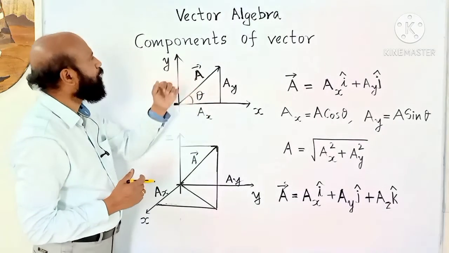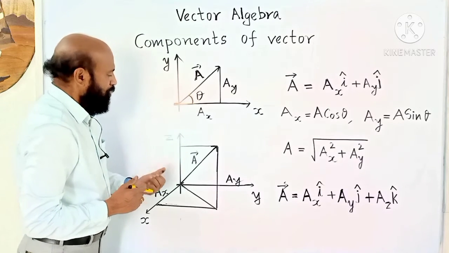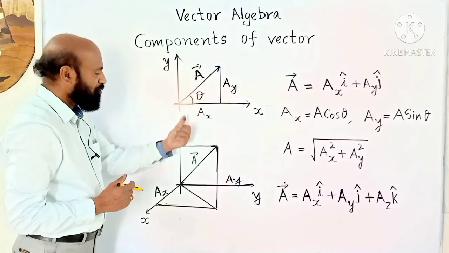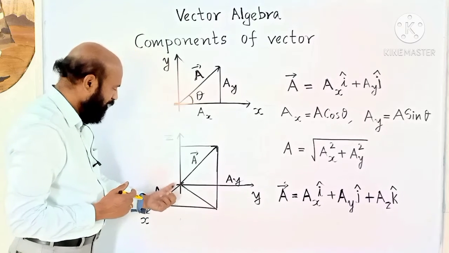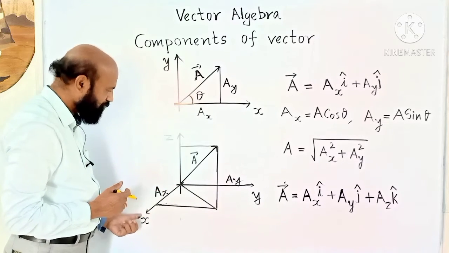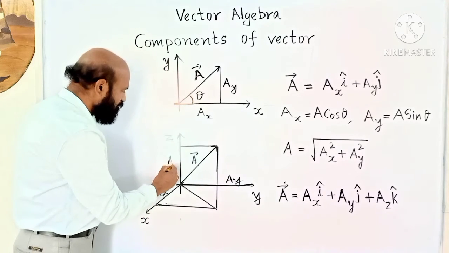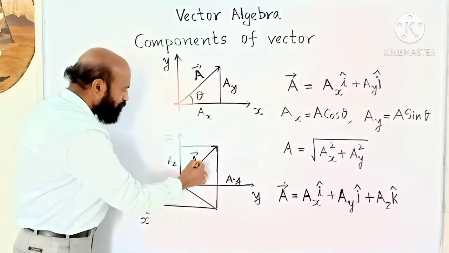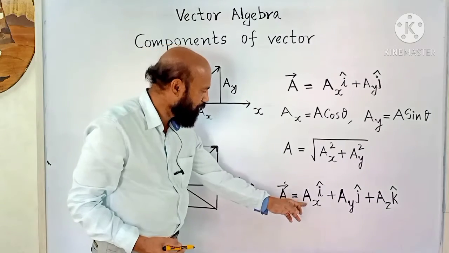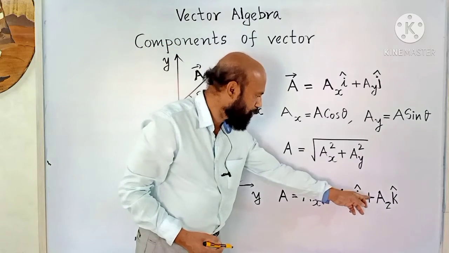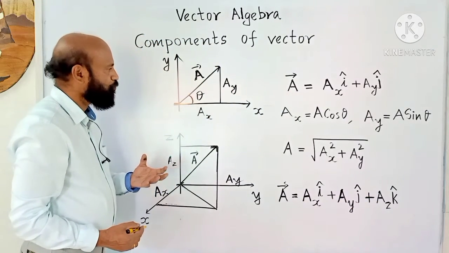Now, resolution of a vector. A vector can be resolved into components. Now this is two-dimensional. This is a three-dimensional Cartesian coordinate system: ax along the x-axis, ay along the y-axis, az along the z-axis. So now there is a vector A. A vector can be written as ax i plus ay j plus az k. This is what is known as resolution of vectors.